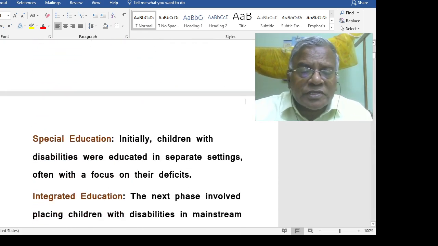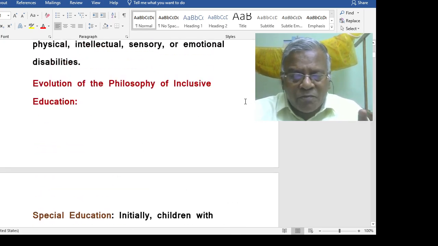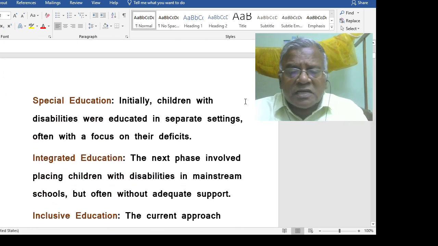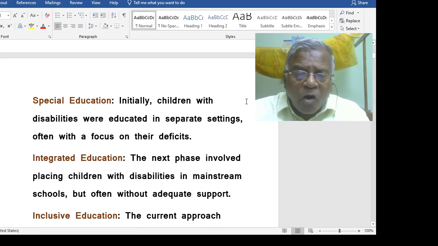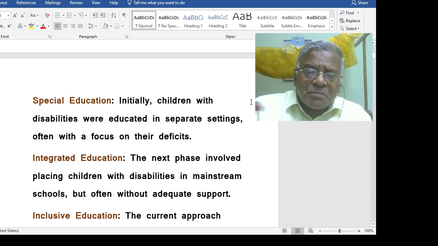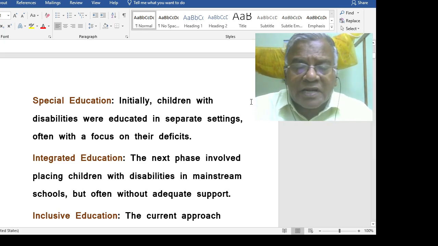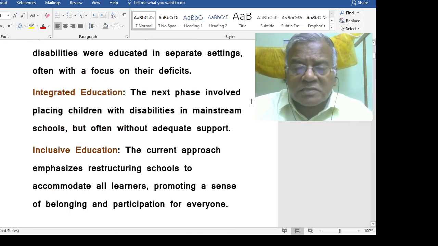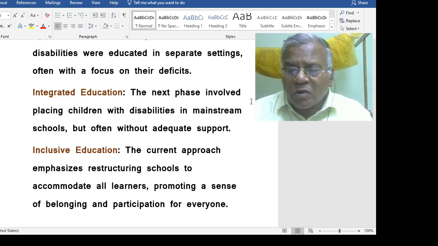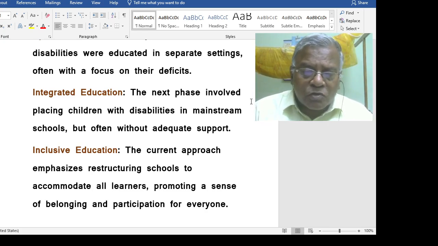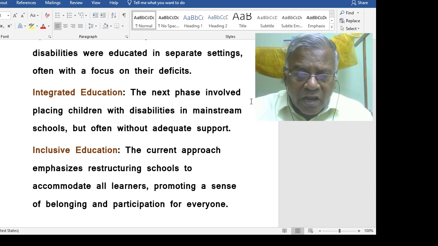Evolution of the philosophy of inclusive education. There are three types. Formerly we had it like this, but recently we are having something different. But then there is an evolution of the philosophy of inclusive education. First is special education. Initially, children with disabilities were educated in separate settings, often with a focus on their deficits. Special education was considered to be in separate settings, like separate blind schools and deaf schools. So that is special education. Now integrated education. The next phase involved placing children with disabilities in mainstream schools, but often without adequate support. These children were admitted into the normal schools, but then they were not given adequate support. That is integrated education. Thirdly, now we are having inclusive education.